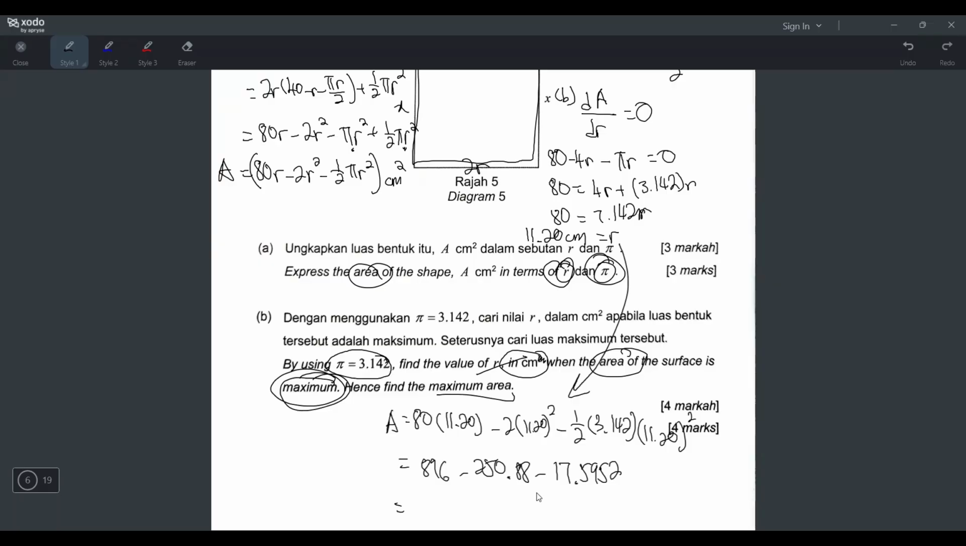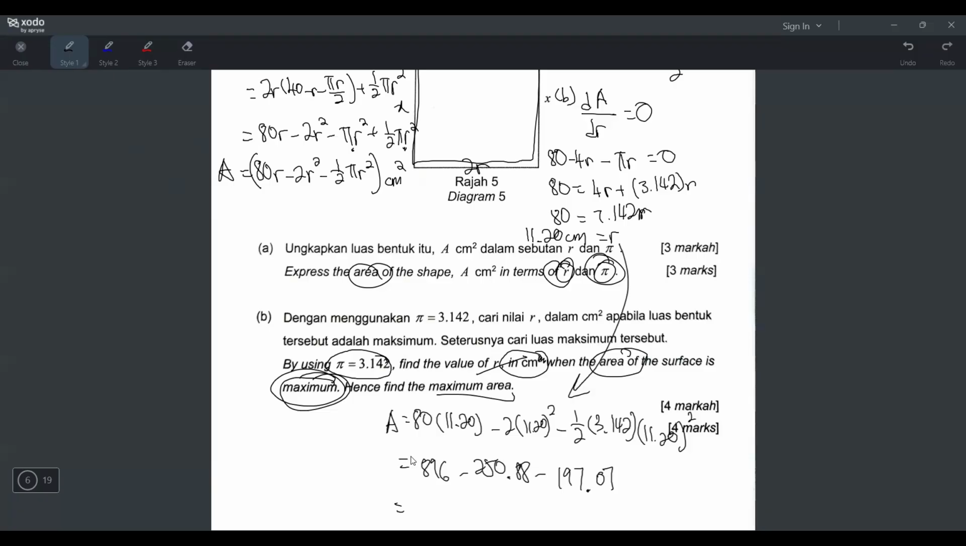Wait, did I do it? Okay, I forgot to square here. I forgot to press square. So let me press again. 11.2 square times 3.142 divided 2. Okay, this one I made a mistake already. This one is 197.06607. Okay, actually this one has many decimal places, but I just write 2 decimal places. But it's okay because later when I press, I'll use the answer button. So I'll just press 896 minus 250.88 minus answer.